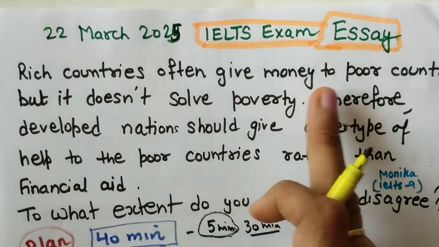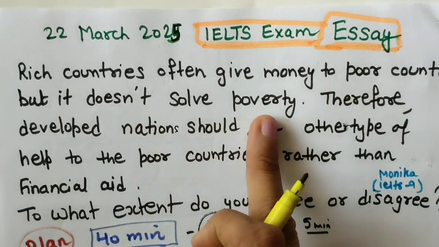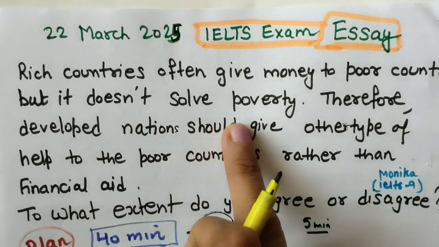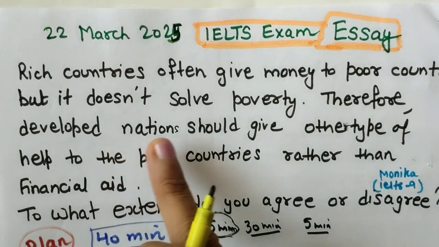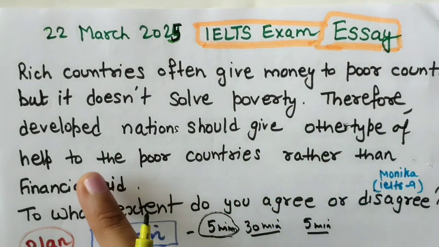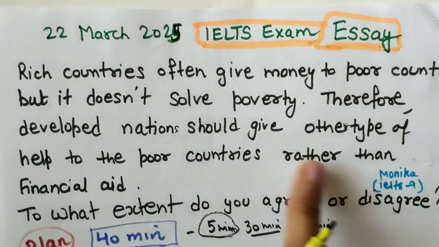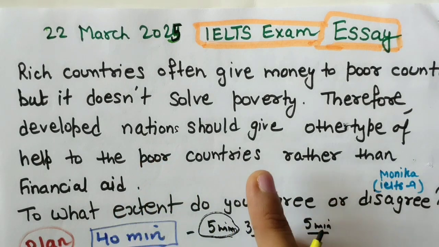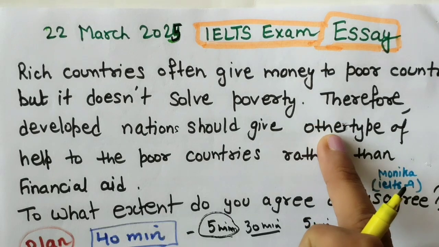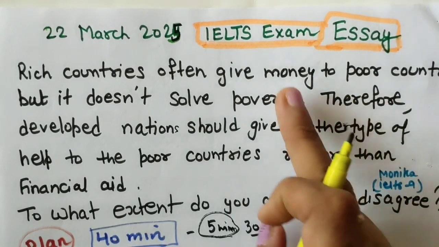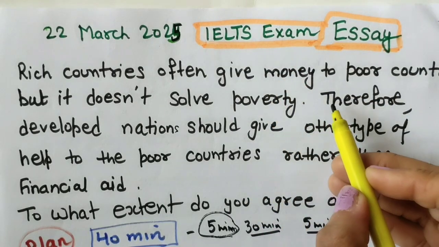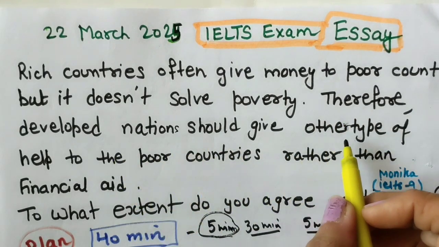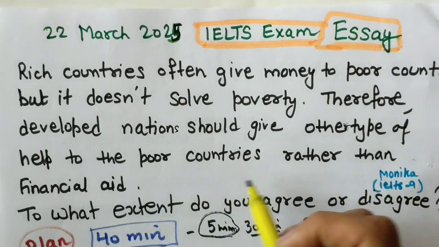Rich countries often give money to poor countries, but it is not solving their poverty problem. Therefore there is a suggestion, should is there: developed nations should give other type of help to the poor countries rather than financial money, financial aid, assistance and all. So now we have to agree or disagree with this statement. This is the main thing, whether these nations should help in other ways instead of money.